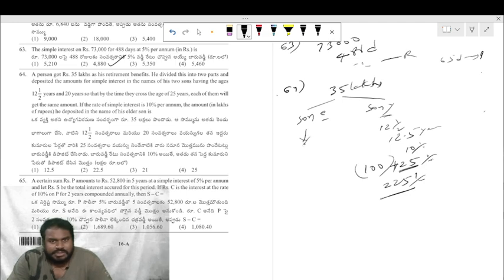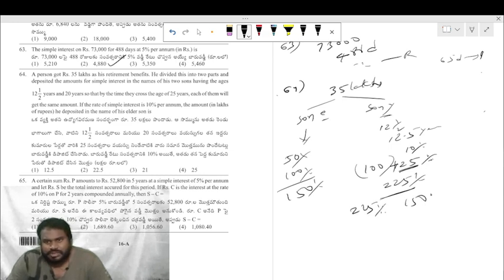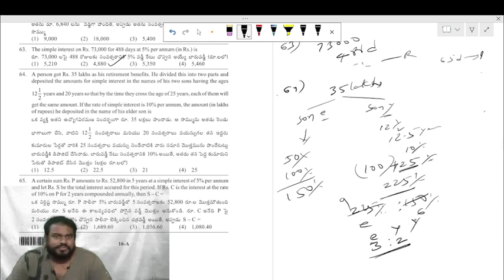For the bigger son it is only 5 years, so interest is 50%. Initially 100%, so you can take it as 150%. So 225% for the younger and 150% for the elder. Taking the ratio, 25 nines are 225, 25 sixes are 150, so it is 3 to 2. The ratio of elder to younger amounts is 3 to 2.